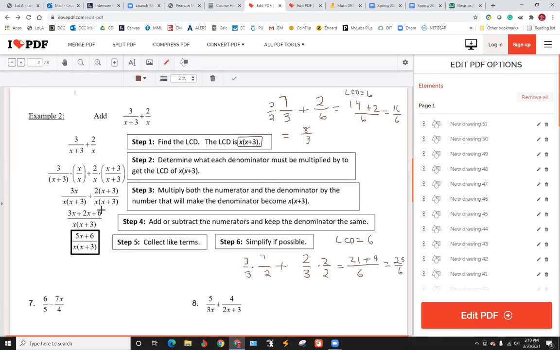And then after you've got that LCD, you're just going to put both numerators over that LCD and simplify. So 3x plus 2x, and 2 times 3 is 6. 3x and 2x is 5x plus 6. There's not anything that simplifies. There's no common factor in the numerator.